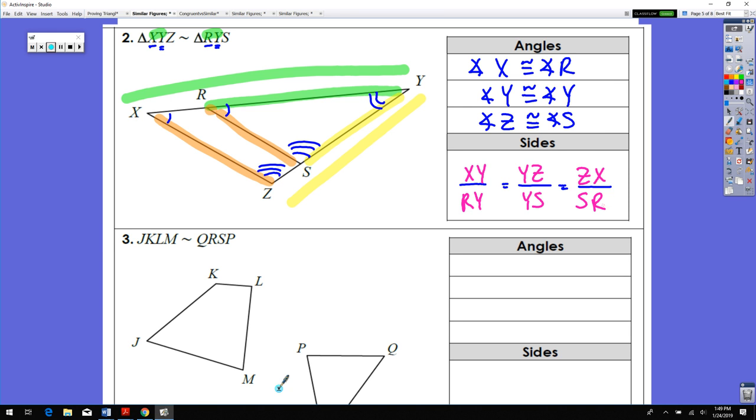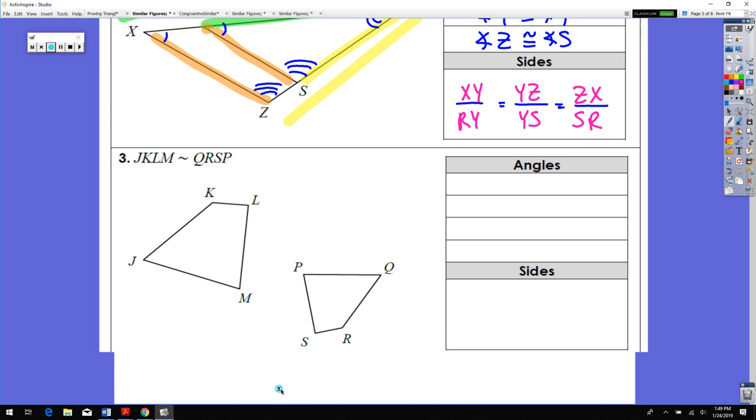The next one is a quadrilateral. I'm going to go ahead and pause again. Hopefully you've got it all matched up already. And then I will resume when I've got it all filled in. This one, yes, you will have 4 statements here, and that is okay.